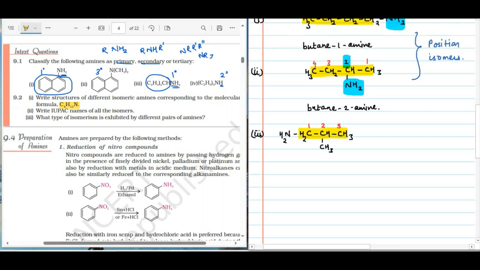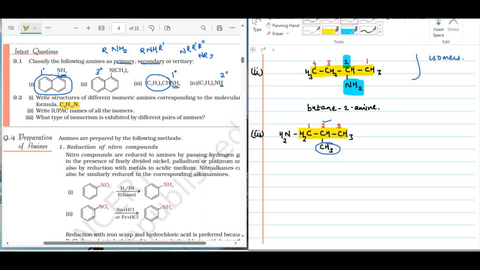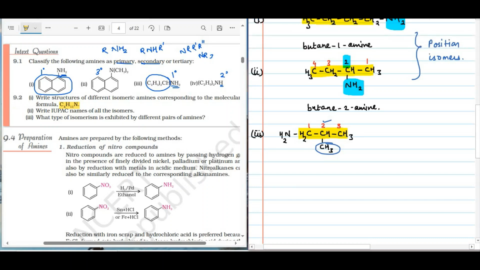Name this molecule. This is the methyl substituent which is bonded to the second carbon. When you write the name of this molecule, you will write 2-methylpropane-1-amine.